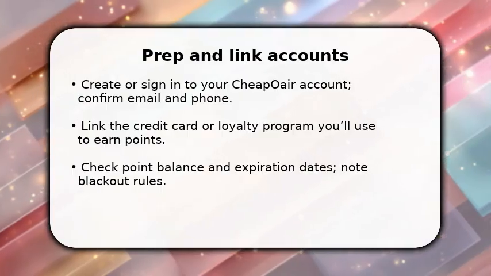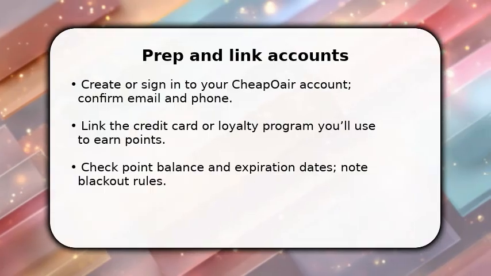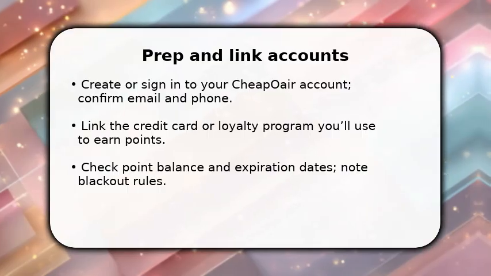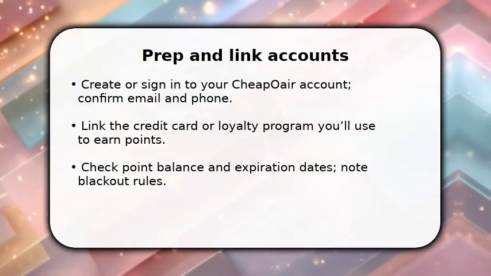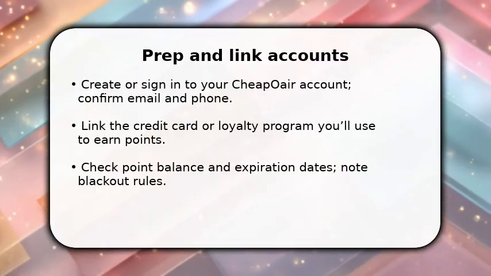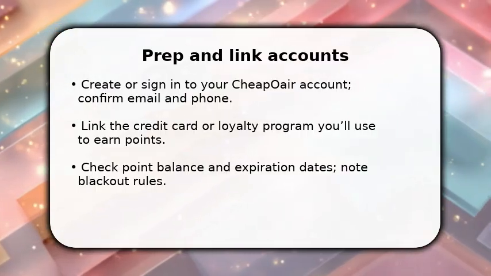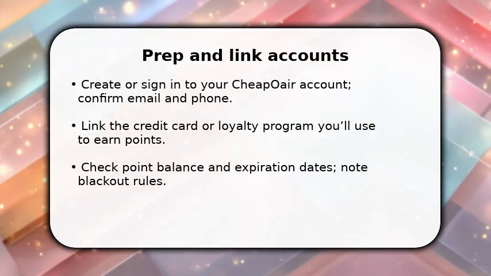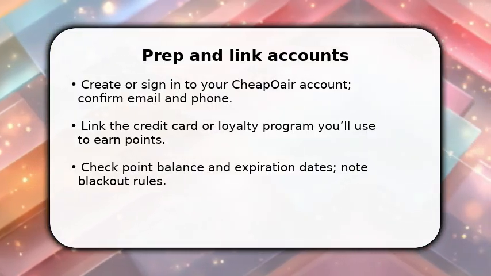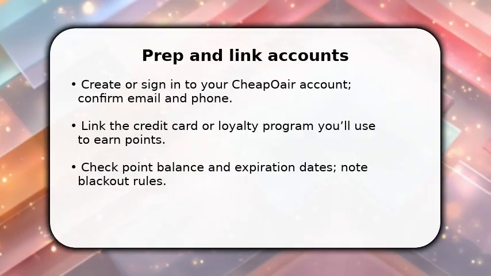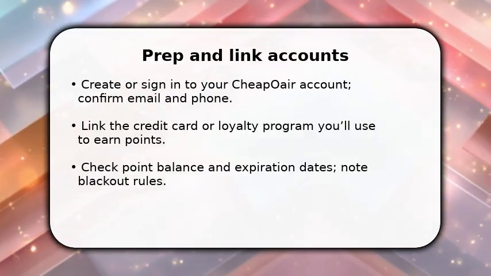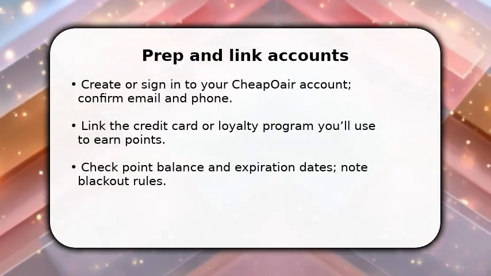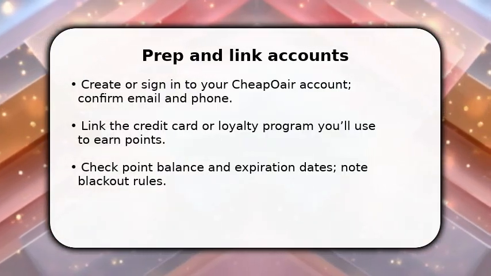You start by consolidating access. Sign into Cheapoair and verify your contact info so you receive confirmations. Once done, link the exact payment method or airline loyalty account that earns points because Cheapoair often credits only specific cards or partners. Make sure to check your point balance and any expiration or blackout windows now, since knowing those limits prevents wasted searches later. This first step sets the rules you'll follow. Skip it and you'll chase bookings that won't qualify.